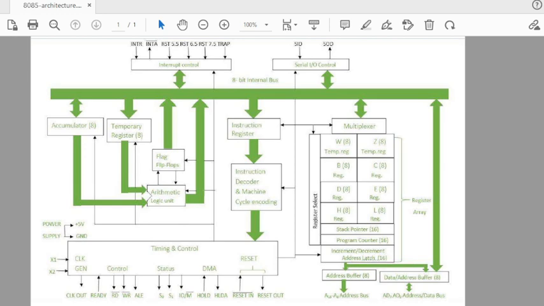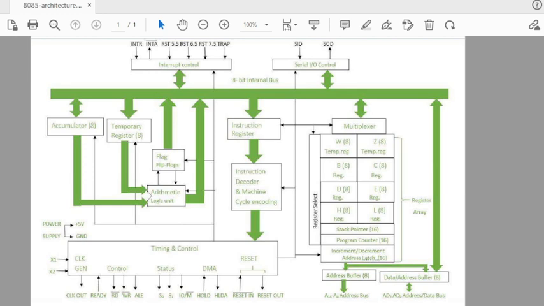There is a reset in signal, which resets the microprocessor to the initial state. Reset out resets the peripheral devices. And then the stack pointer, which is 16-bit. The stack pointer holds the 16-bit memory address of the top of the stack. The stack will hold the pile of data, and the stack pointer will hold the memory address of the top of the stack. The program counter is a 16-bit register, and this 16-bit memory address will hold the address of the next instruction under execution.